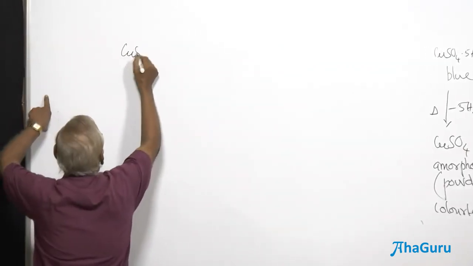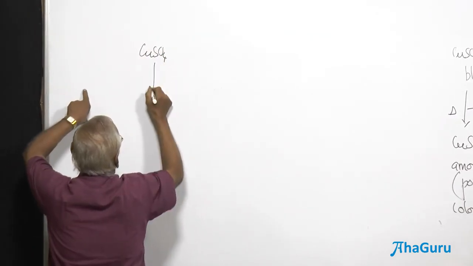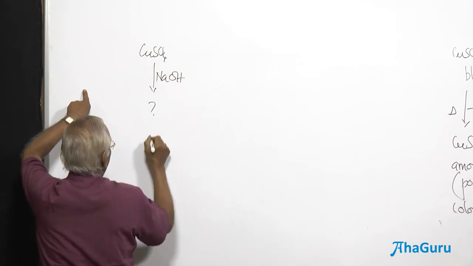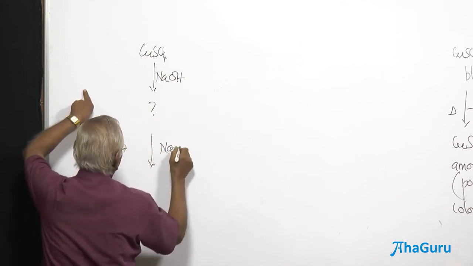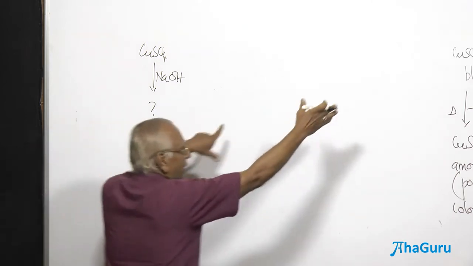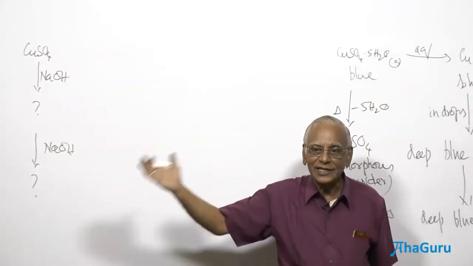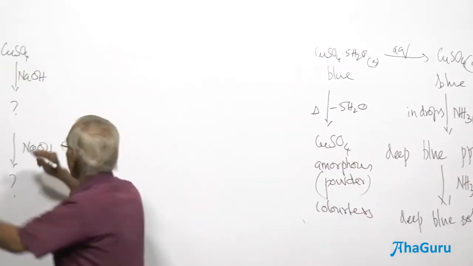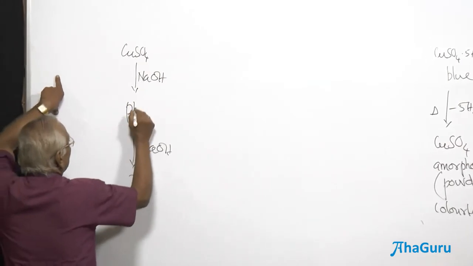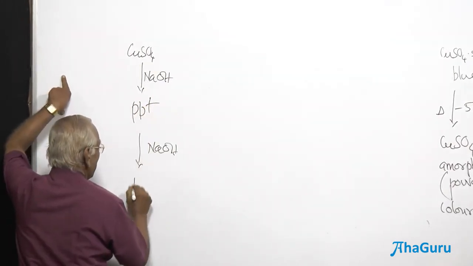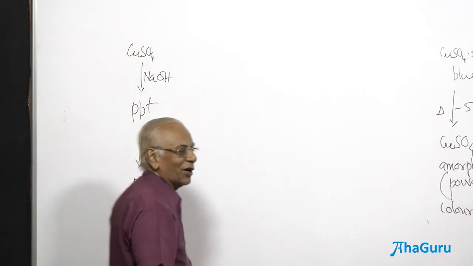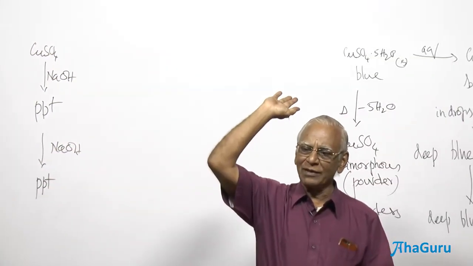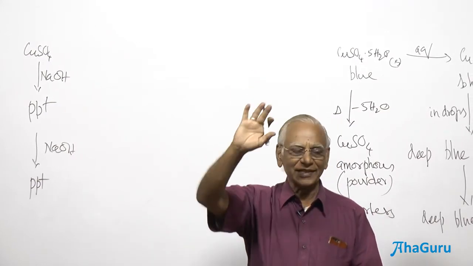Copper sulfate. Add sodium hydroxide. What's your observation here? I have already given you the observation here. These two can be compared. A precipitate is formed here, and the precipitate remains. It has not dissolved. Even though you add one bottle full of sodium hydroxide, it is going to remain here.